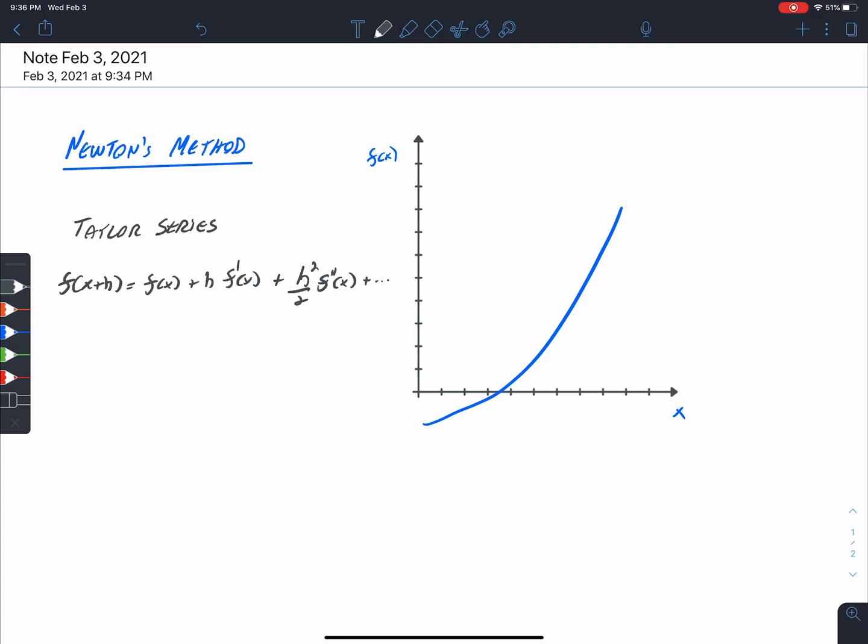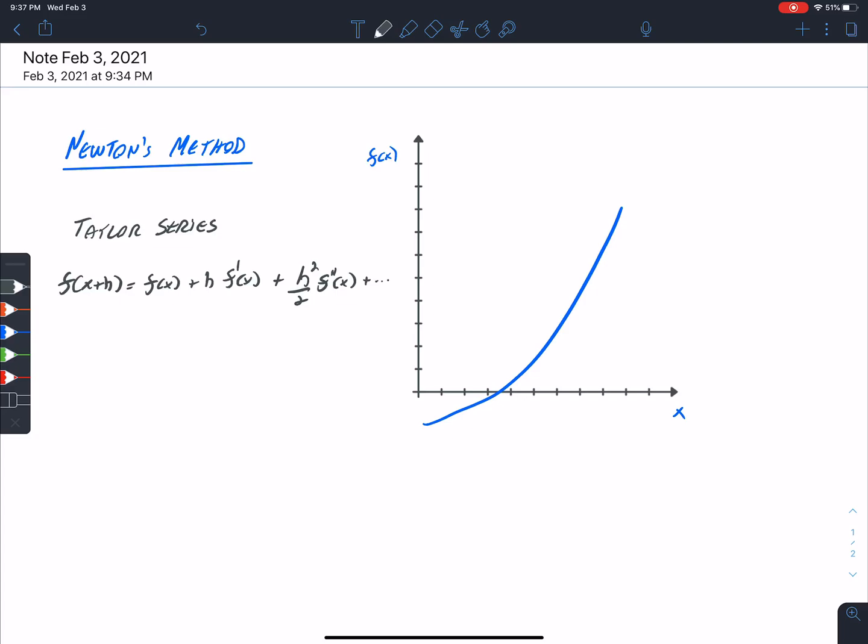So in this video, we're going to do two things. Thing number one is we're going to review Newton's method for finding the roots of a function, and then we're going to present a multivariate version of Newton's method that finds the point at which a nonlinear system of equations is zero.